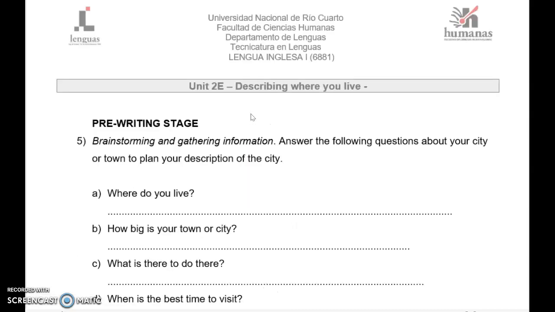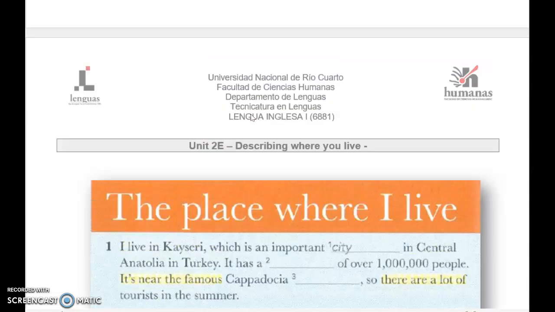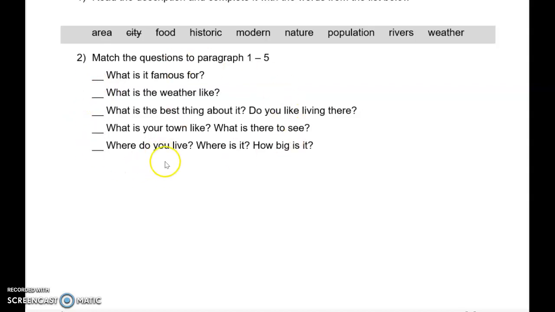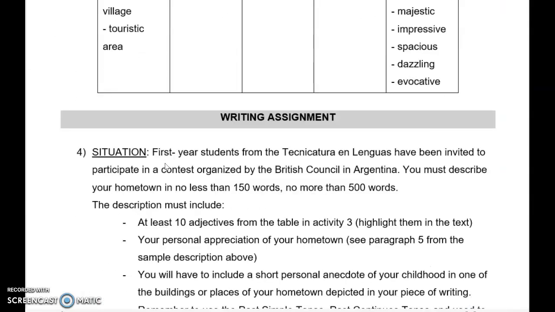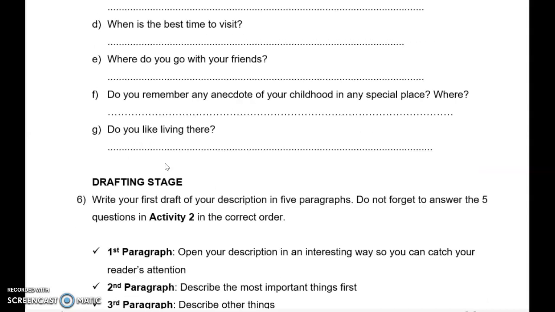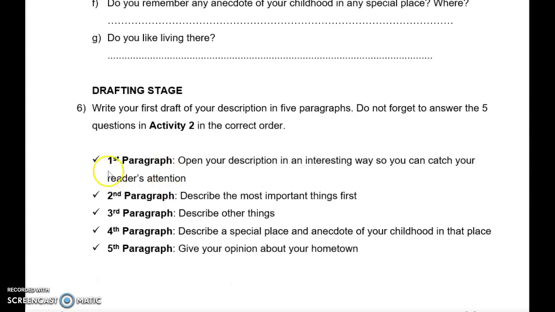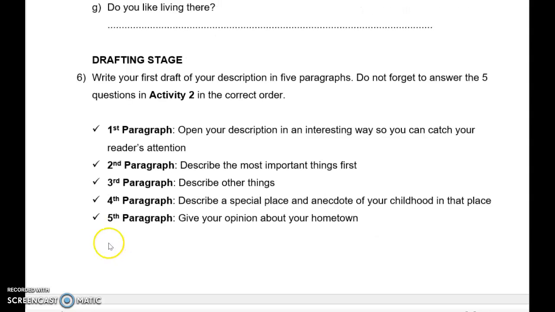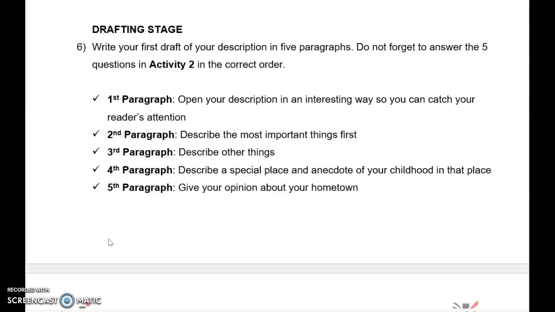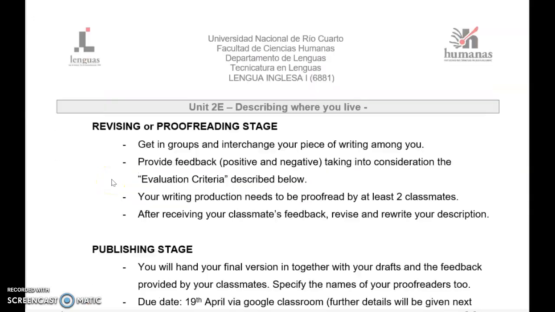So scroll up. In activity number 2, here you have the questions. So these are the questions. All this will help you have a good result, right? It is not compulsory that you follow all these steps, but it is helpful. So here you read carefully what you should write in the first paragraph, in the second, third, fourth, and fifth paragraph, right? All that needs to be included in your piece of writing.